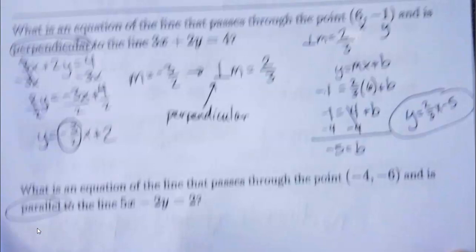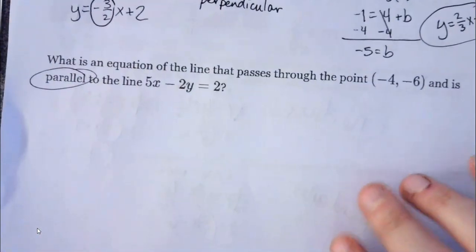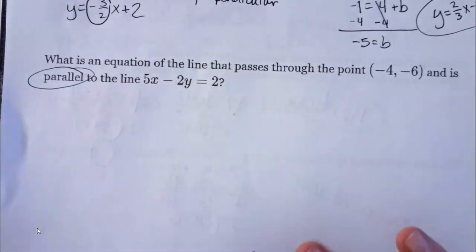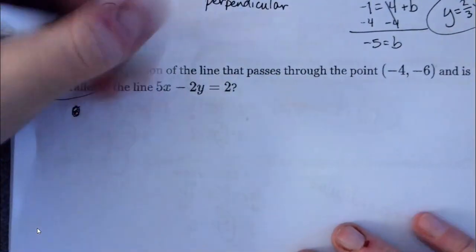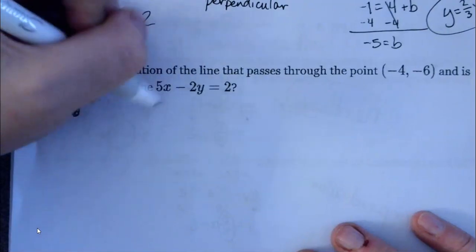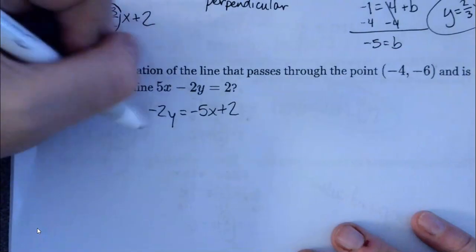All right, so for this one, we've got parallel. So this is parallel. Notice the difference. This one's perpendicular, this one's parallel. Please don't get those mixed up, because if you get that mixed up, it's going to be wrong. You'll be sad. You'll have to start over. So let's solve for y first. Negative 2y equals negative 5x plus 2.